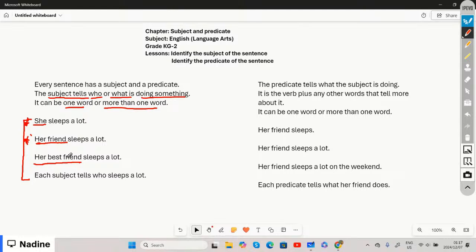All right. So that is a subject. It basically tells us who is doing something, whether it's she, a friend, or best friend.